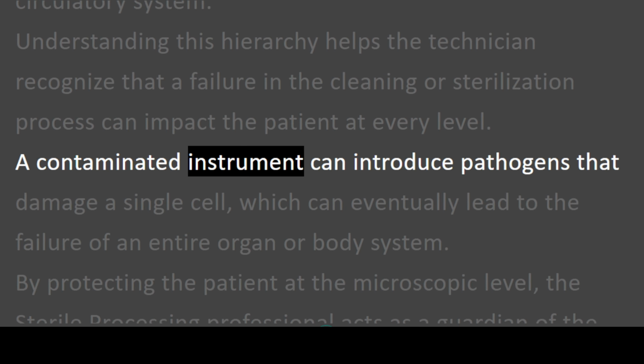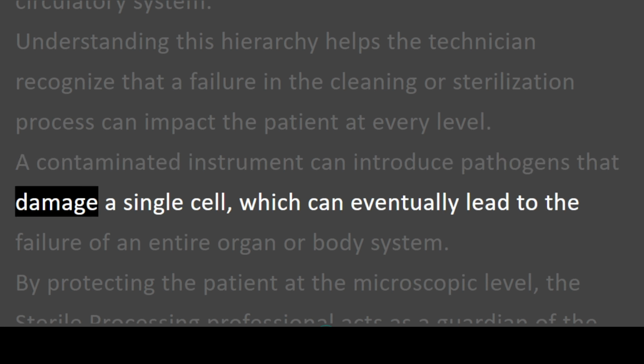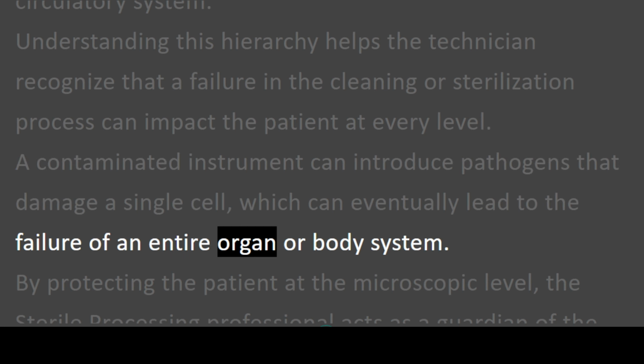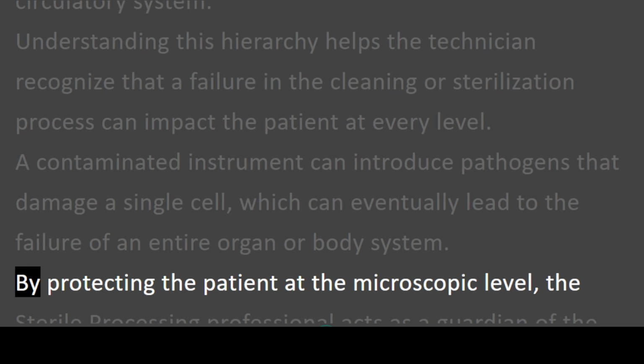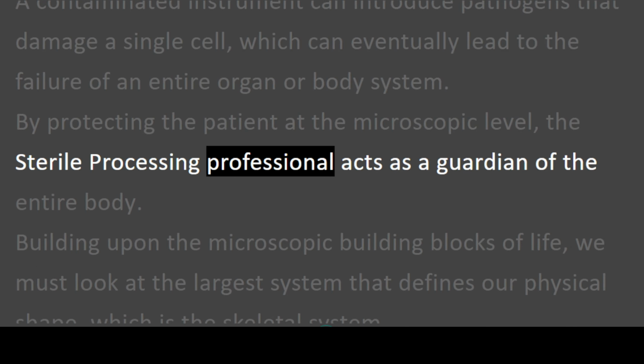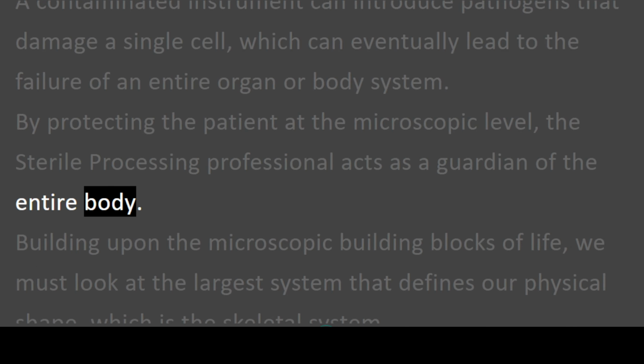A contaminated instrument can introduce pathogens that damage a single cell, which can eventually lead to the failure of an entire organ or body system. By protecting the patient at the microscopic level, the sterile processing professional acts as a guardian of the entire body.